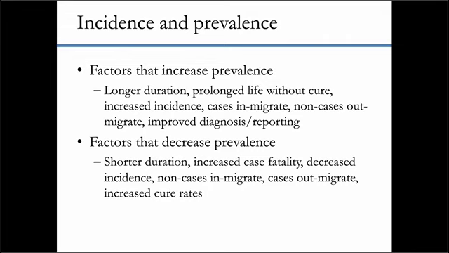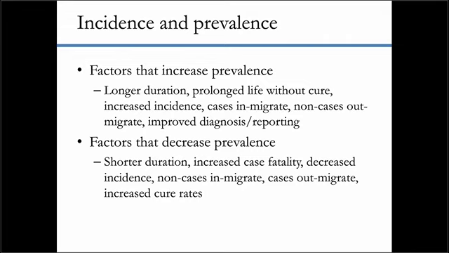There are many different factors that can increase prevalence and increase incidence. So for example, factors that increase prevalence include diseases that have a longer duration, people having a prolonged life without a cure, and increased incidence. So if you have an increased incidence, so there's an outbreak of some disease, that means your prevalence might potentially increase if it's not highly deadly.